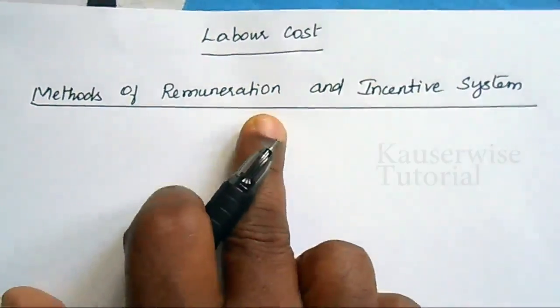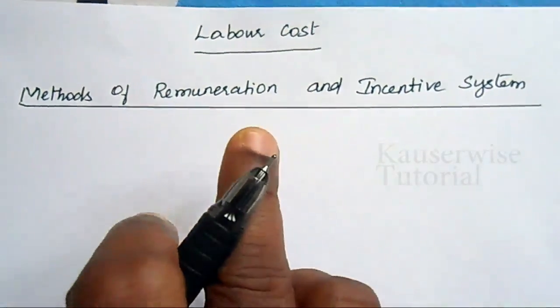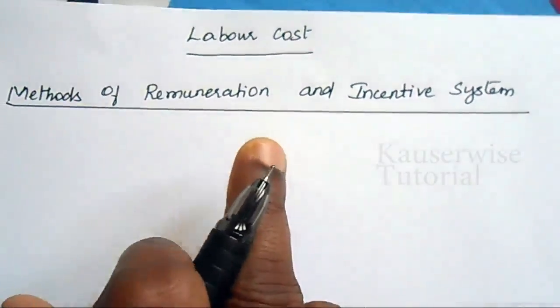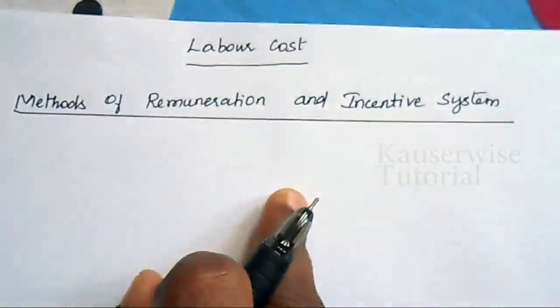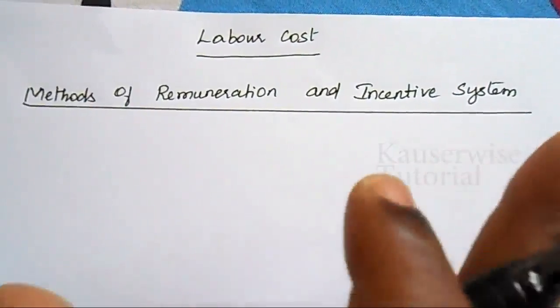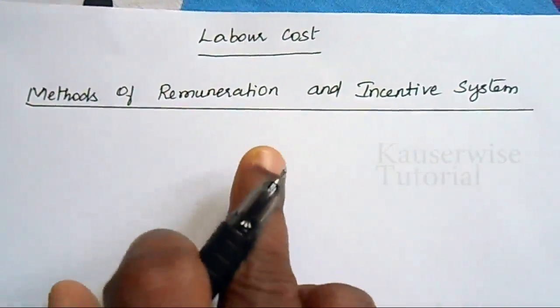Labor costing is the responsibility of the cost accounting department. In the cost accounting department, they need to prepare payroll for labor. In that, labor hours are to be converted into money at the rate prevailing in the organization. For that, they need to follow a certain method to calculate the remuneration.